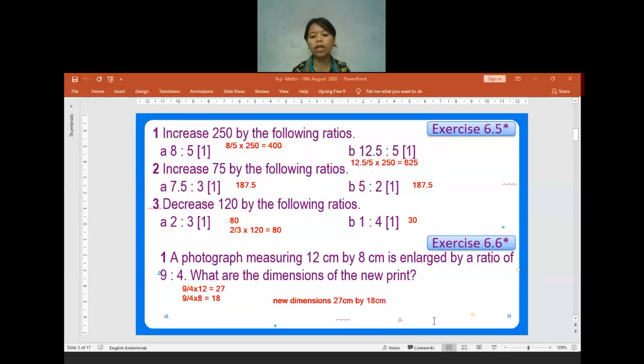Okay, is there anyone having any question for question 1? Or maybe I talk too fast? Is my voice still laggy or anything? No question? Okay. If you have no question, let us move to question 2 of exercise 6.6. Now we move to page 11.